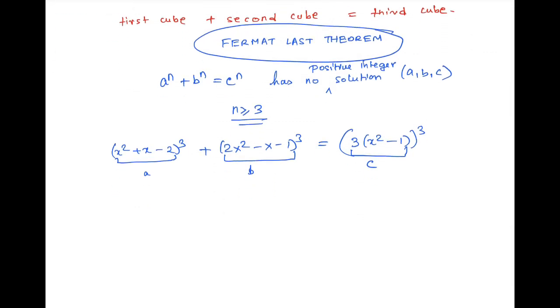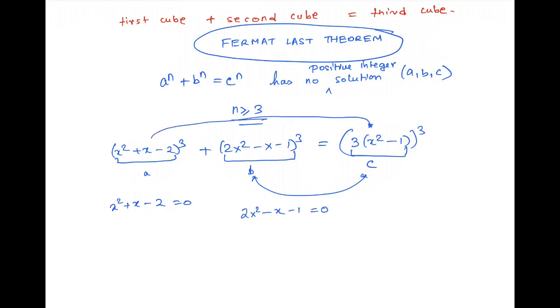That is, if x square plus x minus 2 is 0, then of course we would want b equals c. Similarly, if we have 2x square minus x minus 1 equals 0, then we would want a equal to c, and so on. So those are the only situations in which there can be a solution. Otherwise there can't be any solution. Question is, when are these pieces 0 themselves?